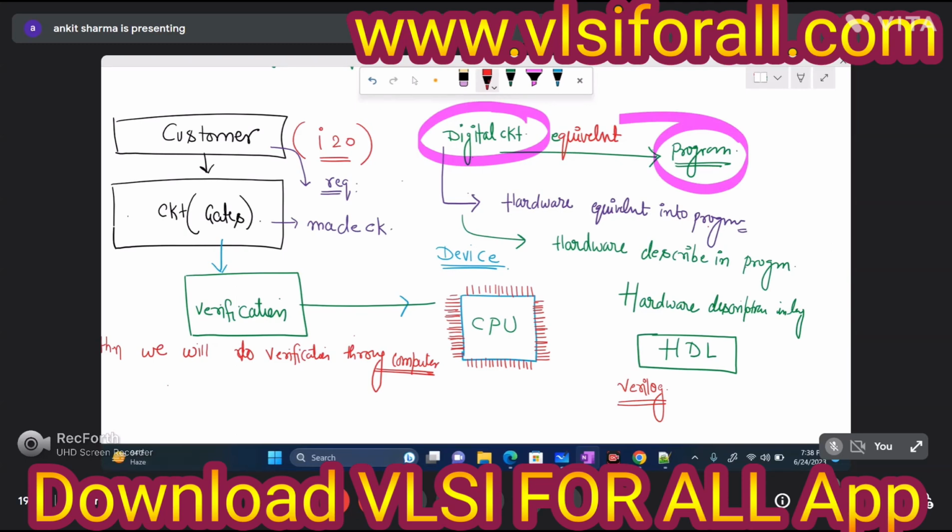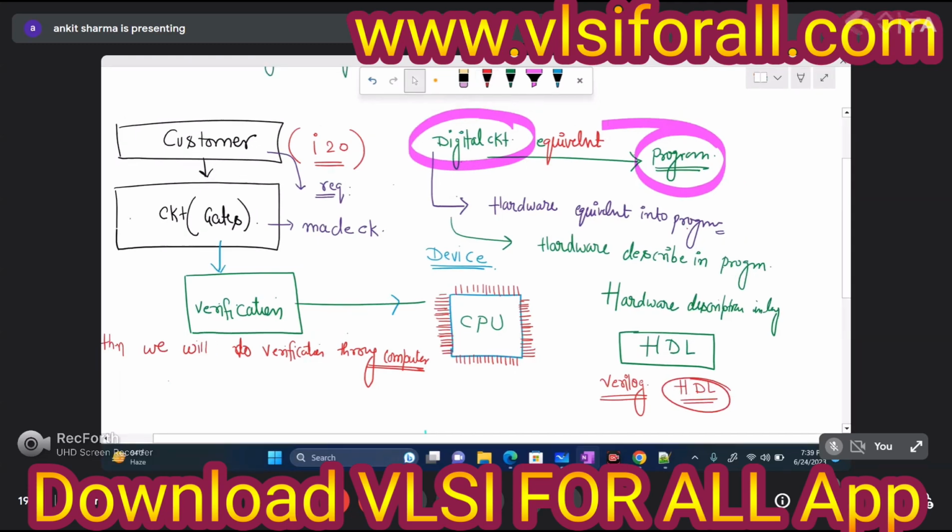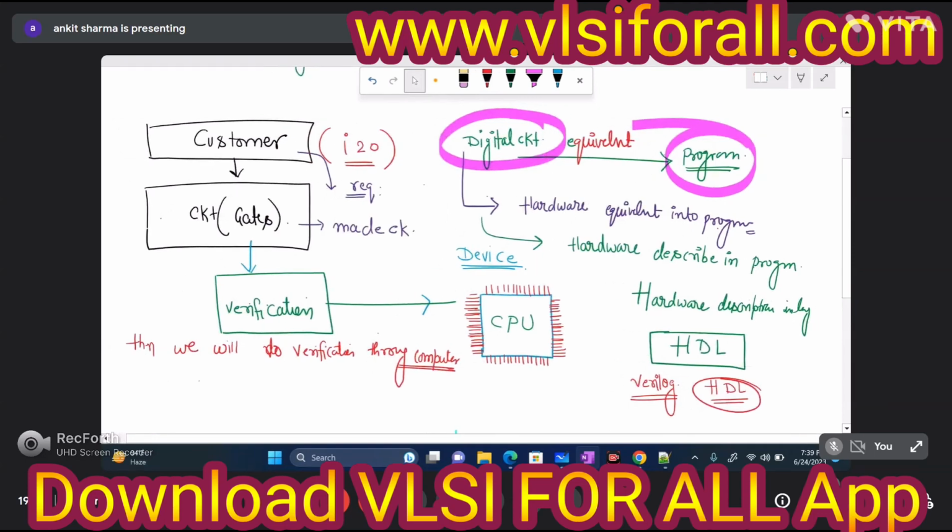So Verilog is a language, a programming language which can describe hardware in the form of language. That means Verilog is an HDL. Hence, I can write here: I need to do verification through some HDL, or I can say Verilog. So this is the requirement of Verilog.